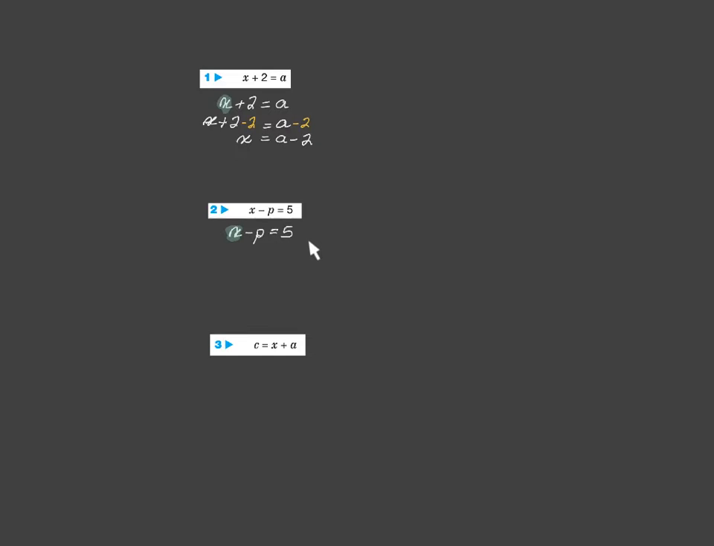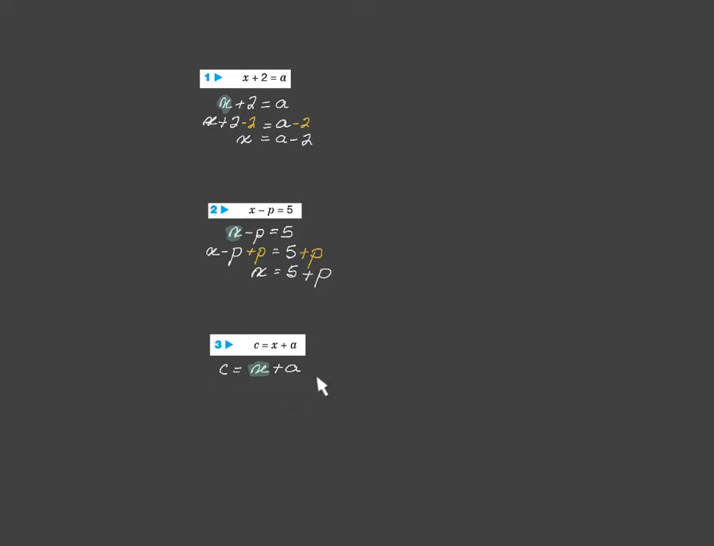In x minus p is equal to 5, we need to make x the subject. To do that, we need to get rid of this minus p, and so we add p to both sides. On the left side, x minus p plus p, and on the right side, 5 plus p. On the left side, we have x is equal to 5 plus p.